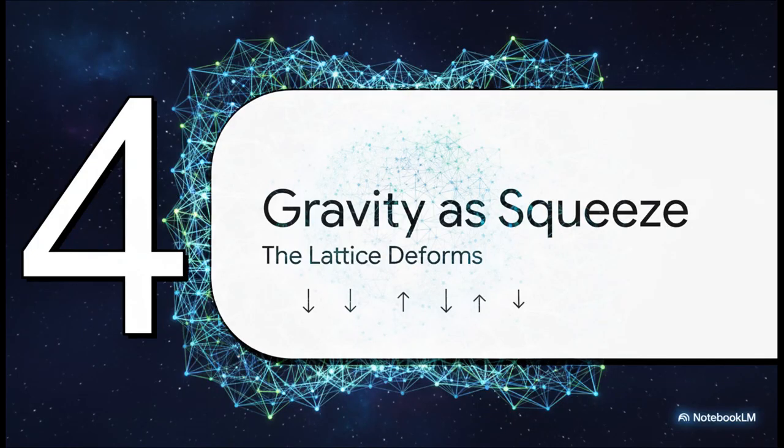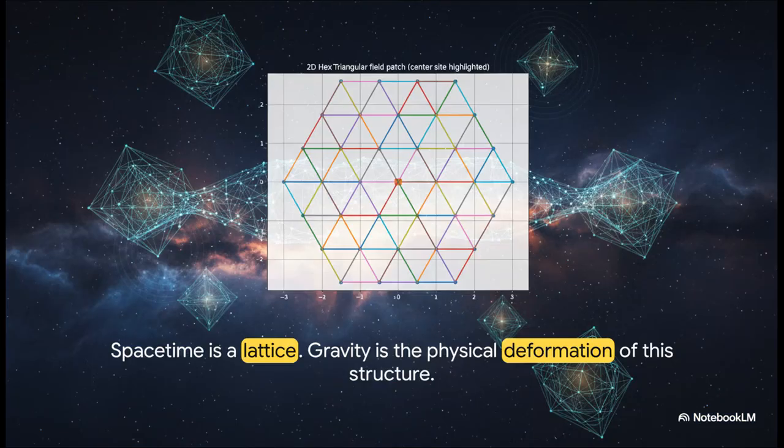All right, now for the other side of Einstein, gravity. And in the MMU, gravity isn't about the curvature of some smooth spacetime. It's much more physical. It's about the literal compression, the squeeze of the space-time lattice itself. Yeah, this is the key visual right here. Spacetime is this lattice of Ur cells. And gravity? Gravity is just what happens when this lattice gets physically squeezed or deformed.